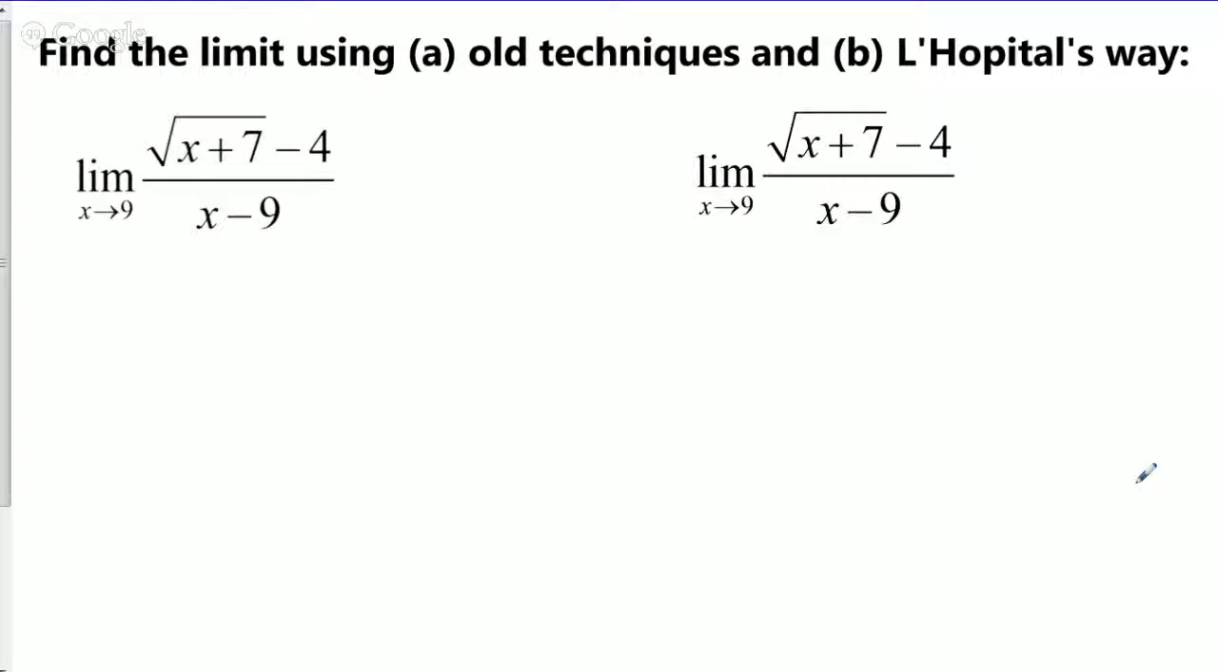Okay, you have some in your homework that ask you to find the limit, A, using old techniques, and B, L'Hopital's way. So I thought we would do one like this to review the old techniques. If you feel good, then you can stop the video and go ahead and start your homework. But if you want this review, we'll do this as our final example. Okay, so on the left side, I'm going to use old techniques. I'm going to use pre-calc techniques. And on the right side, I'm going to go ahead and use L'Hopital's rule. And hopefully L'Hopital's is quite a bit faster, right?